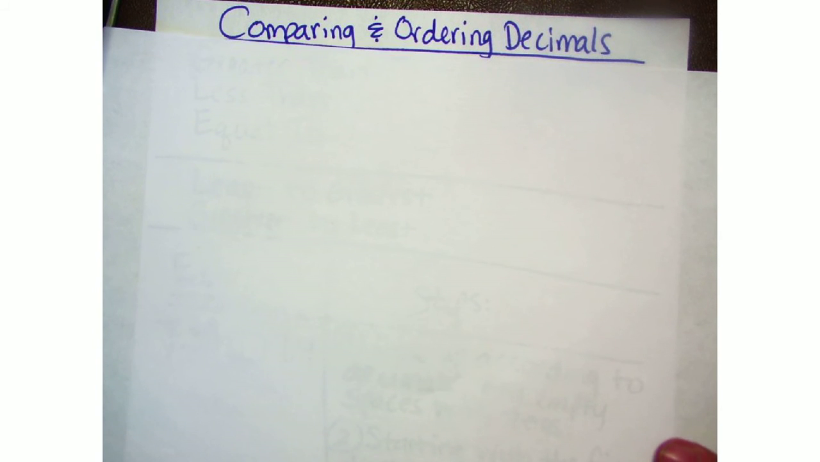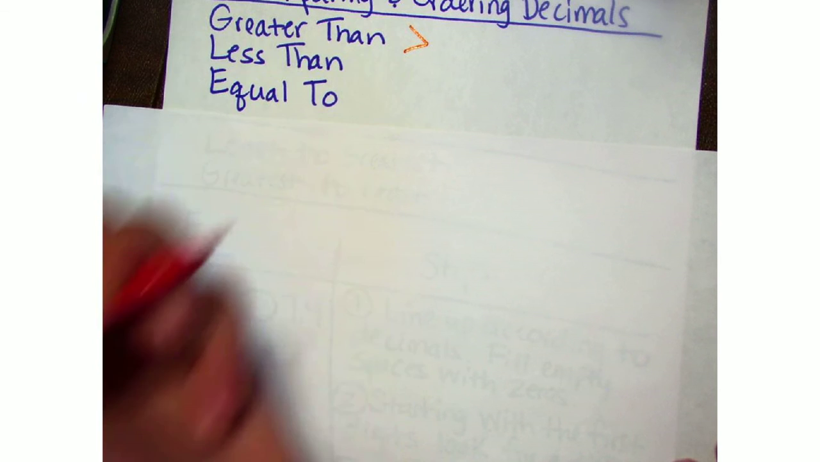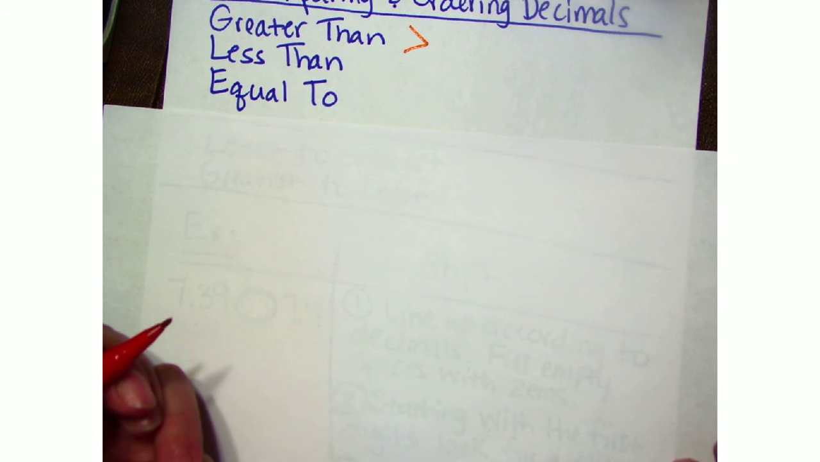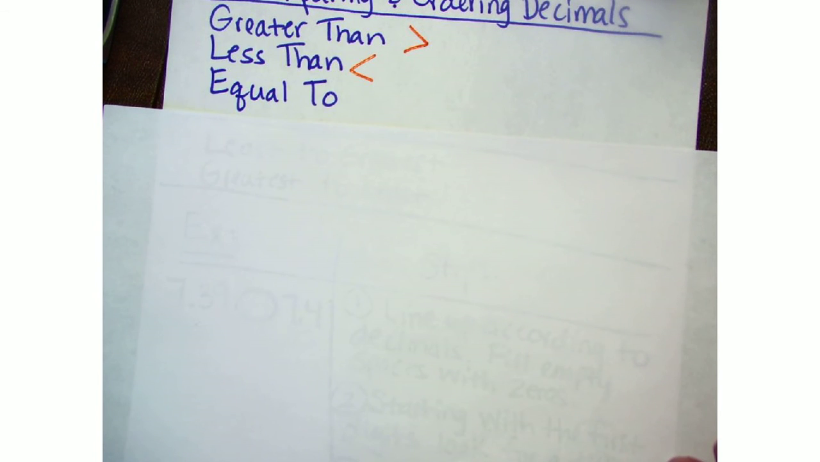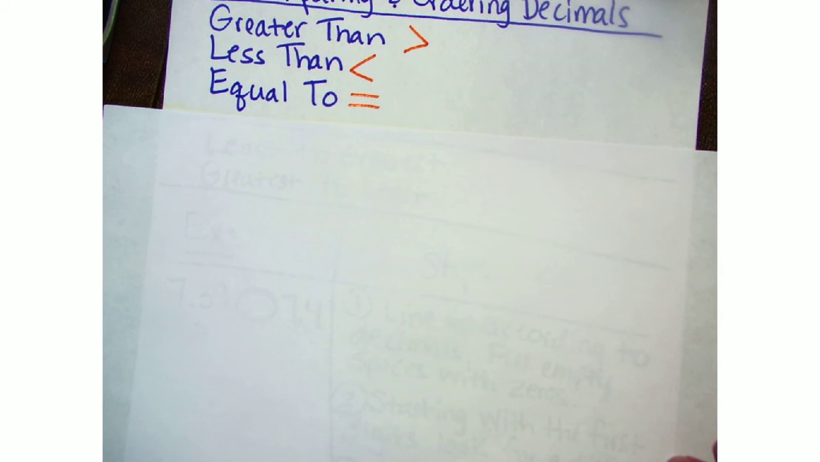The first thing that you need to remember for comparing and ordering decimals are some key terms. So the first group of key terms are the key terms that we're going to be focused on for comparing. The first one is greater than. The symbol for greater than looks like this, and greater than means bigger than. The second one is less than, and less than looks like this. Less than is smaller than. And the last one is equal to. An equal to symbol looks like this, and that means it's the same as.